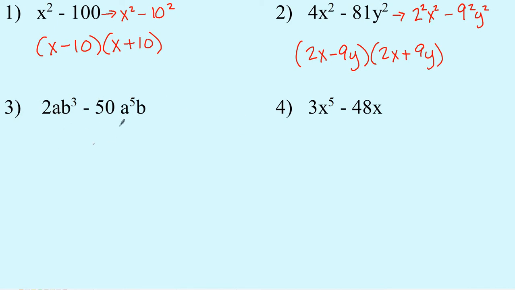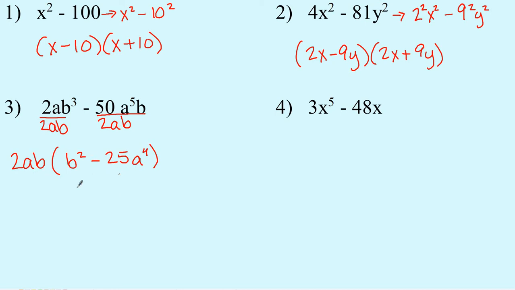Okay, number 3 certainly doesn't look like a difference of squares. I mean, look at that. I've got a 3 here and a 5. That's not, 2 is not a perfect square. So what was that again? The first step of factoring is look for the GCF. I can divide each of these by 2, an a, and I can get rid of a b. So if I take away 2ab from each one of those, I'm left with b squared minus 25a to the 4th. There's 5 a's there, and I take away one of them.